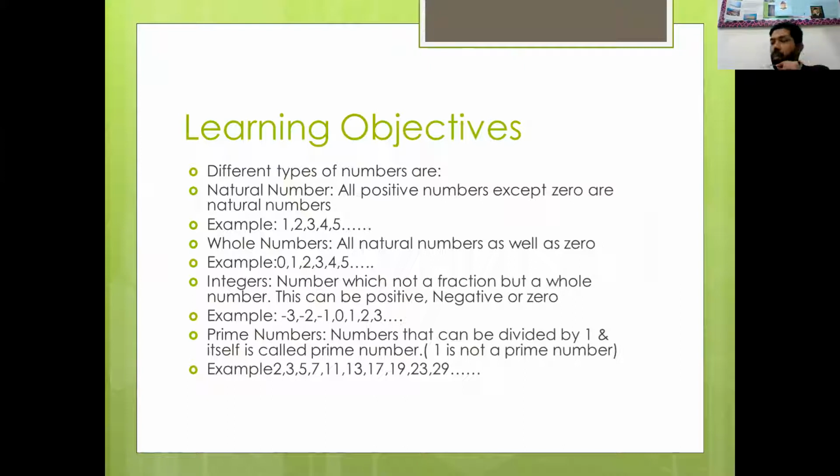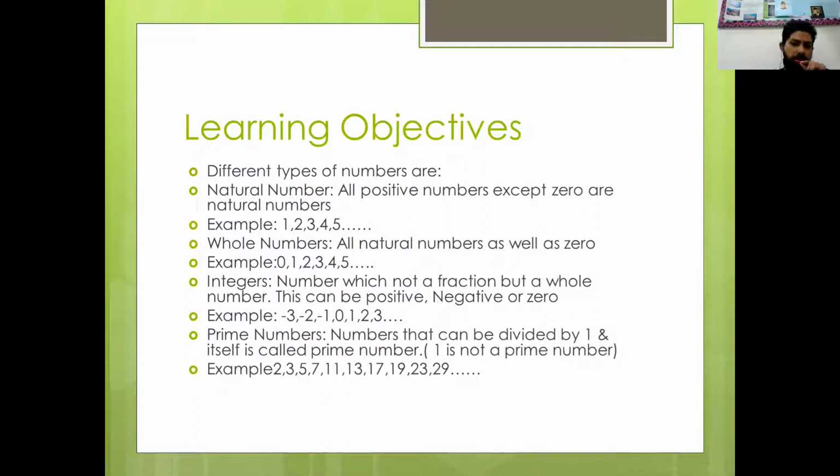Okay, what is meant by natural numbers? All positive numbers except 0 are natural numbers. I repeat again, all positive numbers except 0 are natural numbers. This is the first objective. Example, numbers 1, 2, 3, 4, 5. These are all positive numbers, but we are not including 0. That means 1 to 100 or 1 to 1000, all positive numbers. Is it clear?